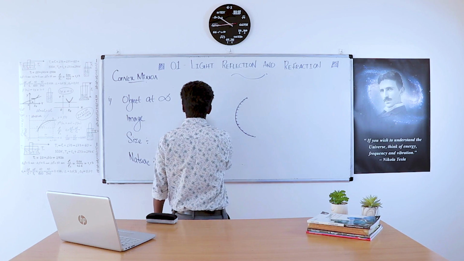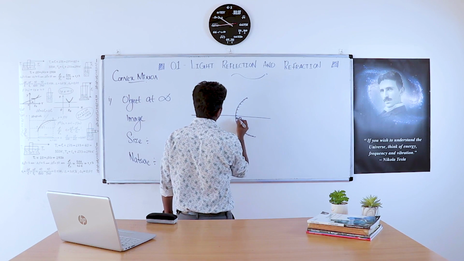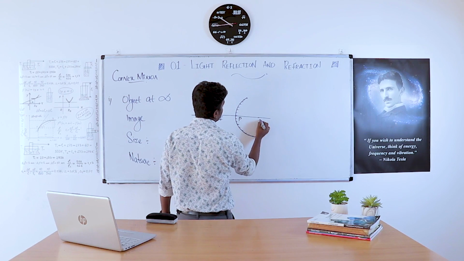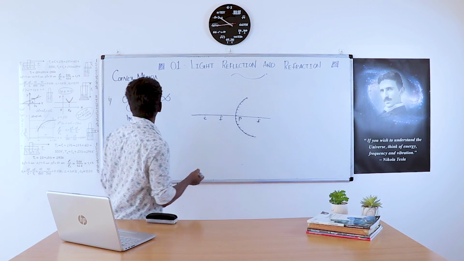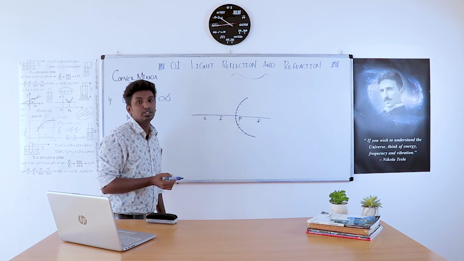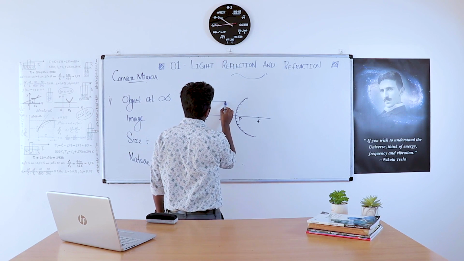This is a convex mirror. Principal axis, pole, focus, center of curvature. This is the focus behind the mirror. So first case, object at infinity. We cannot draw the object, we can just draw the rays coming from the object.